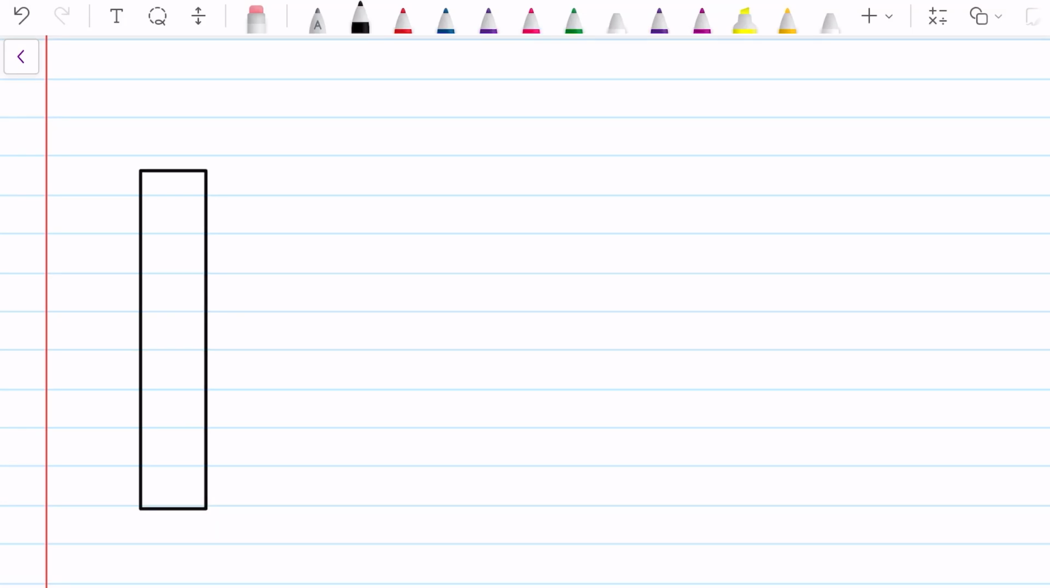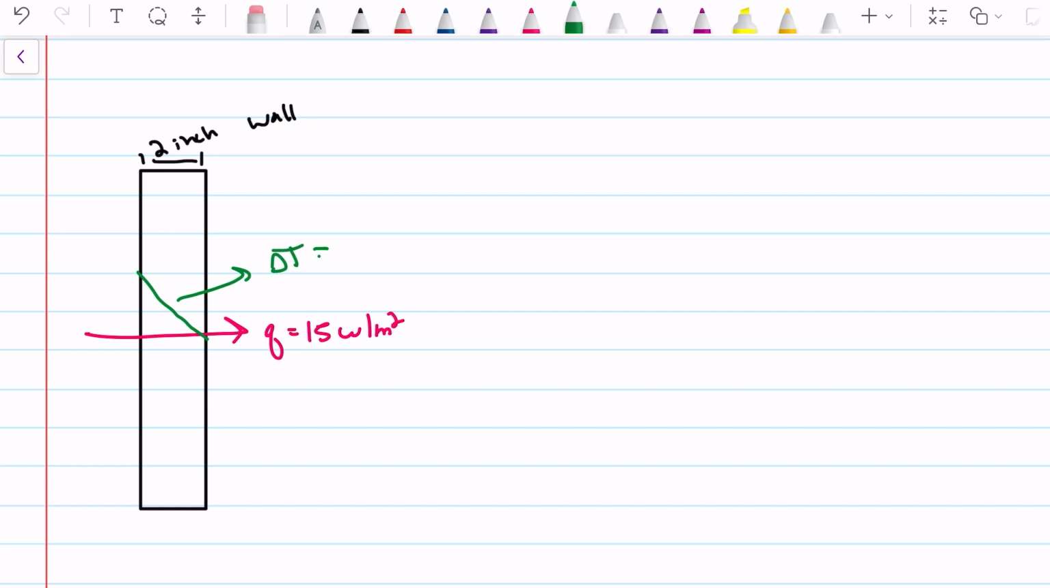Okay, so let's start with the first of the planar geometry problems. And this one's going to be the easiest. This one you just kind of need to know a definition. So let's say we have a 2-inch thick wall, and we know that there is a heat flux across said wall, which we'll call Q, and it's 15 watts per meter squared. And we also are told the temperature drop across said wall is equal to 15 degrees Celsius.